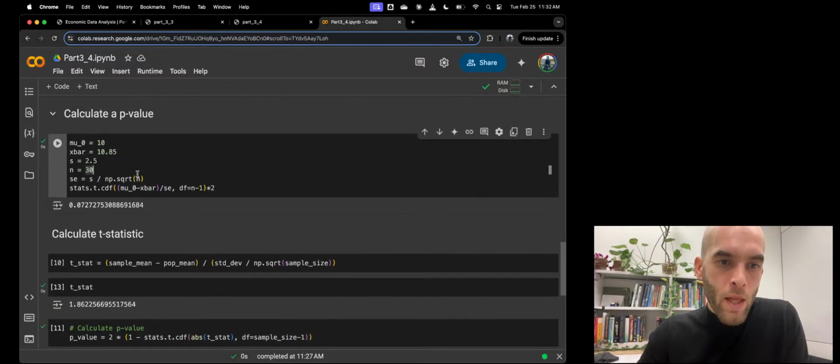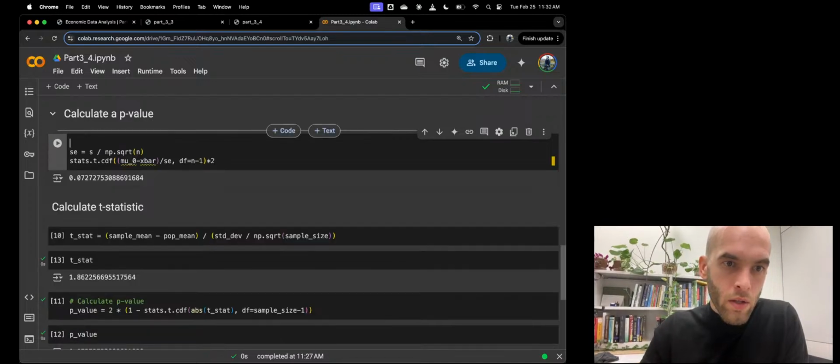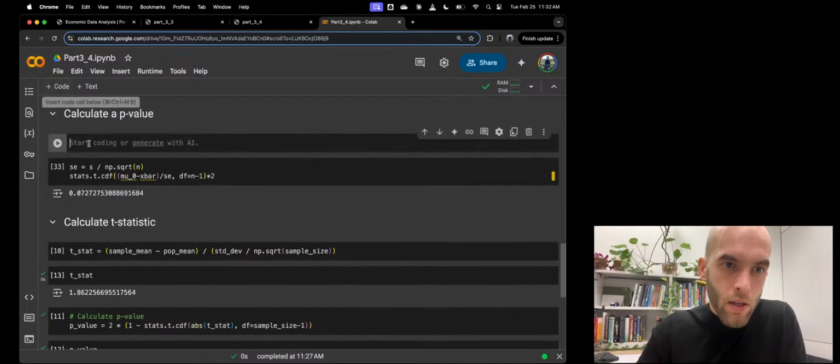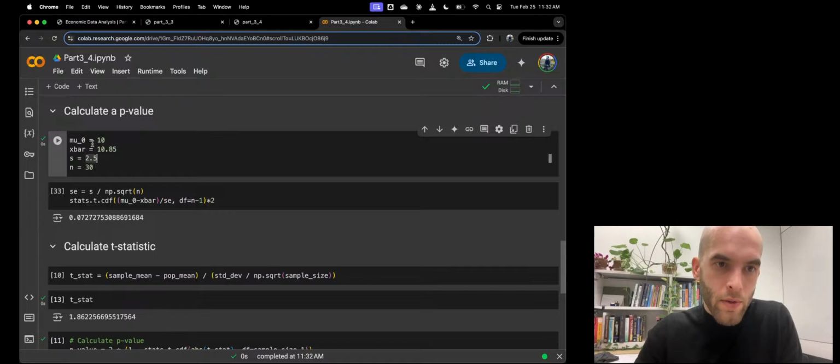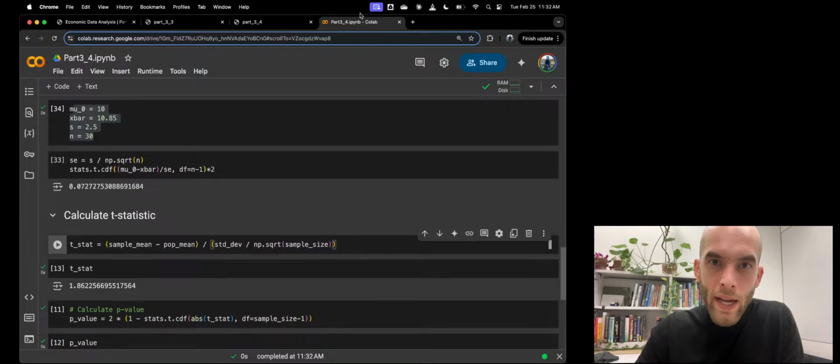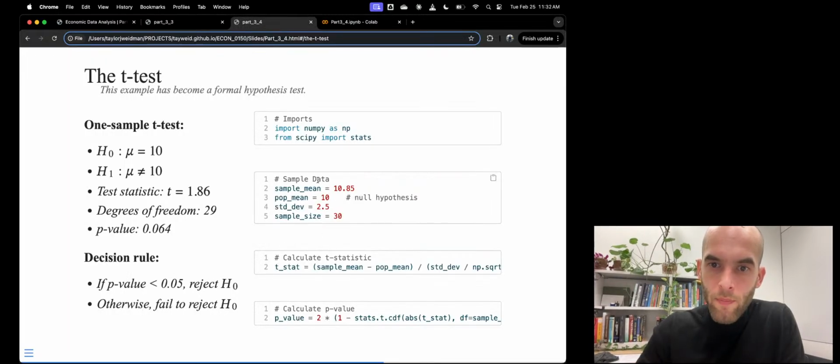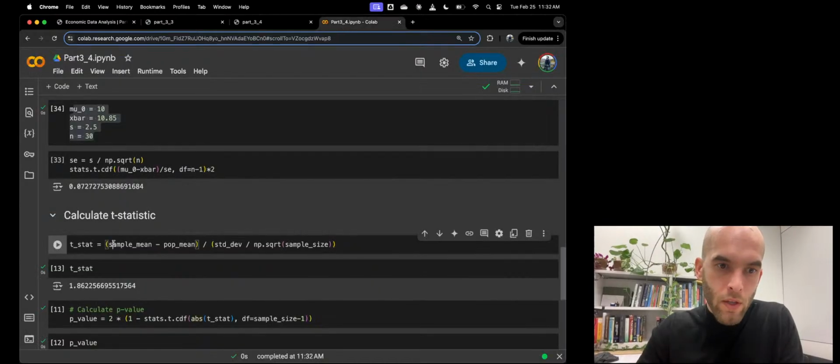Okay, so let's just separate these things out. So this is all the stuff we've used before. And we can actually just write out the t-statistic. So this is all of the stuff we want. And then we're just going to copy over the t-statistic into this line.